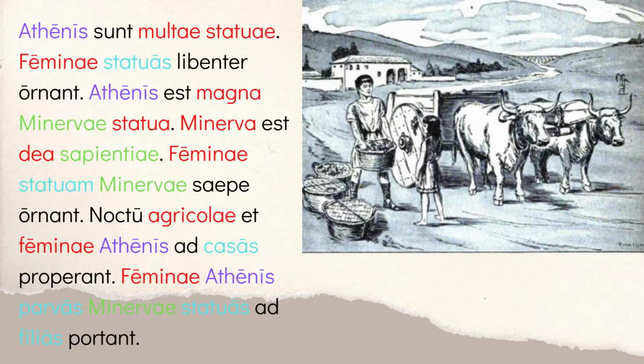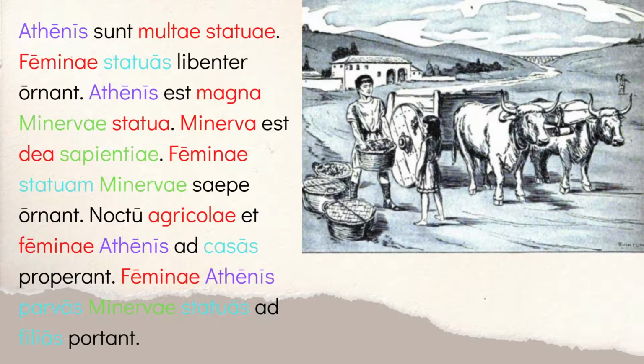Feminae statuam Minervae saepe ornant. So women often decorate, saepe ornant, the statue of Minerva. Again, it's going to be genitive here because it's the only thing that makes sense, right? It can't be nominative, plural, dative doesn't work. It's just showing whose statue it is. So the statue of Minerva, they often decorate.